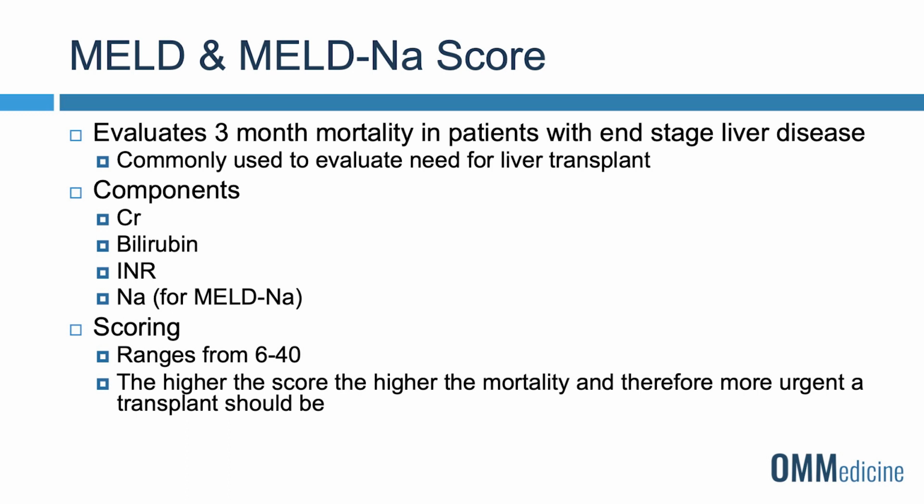So the components of the MELD score is going to be creatinine, bilirubin, and INR, and then if you are calculating the newer MELD sodium score, then you would also include sodium. Now the scoring for the MELD and MELD sodium score are going to range anywhere from 6 being the lowest possible score all the way up to 40. And the higher the score you have, the higher chance of mortality you will have, and therefore the more urgent the patient will need a liver transplant.